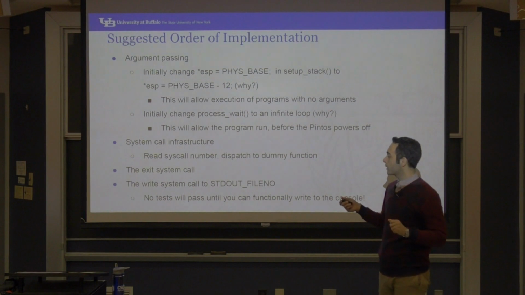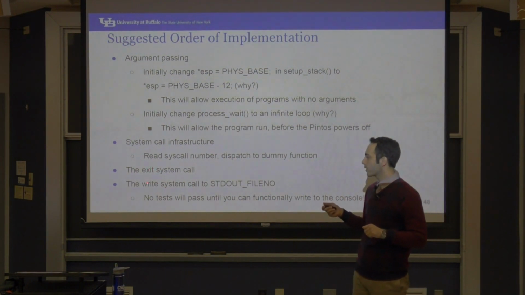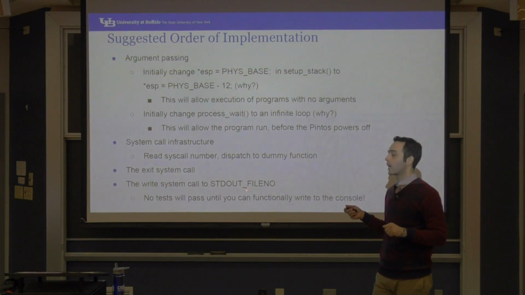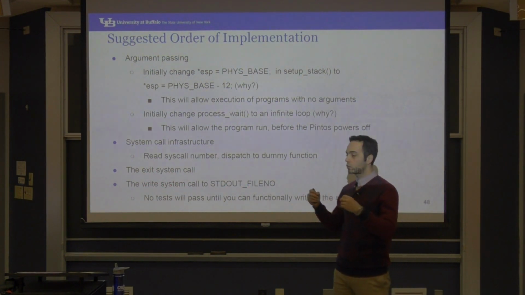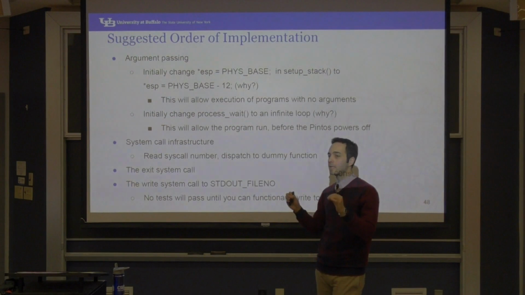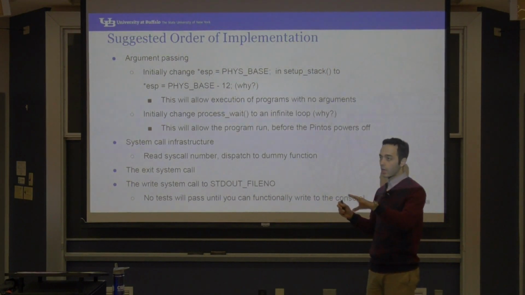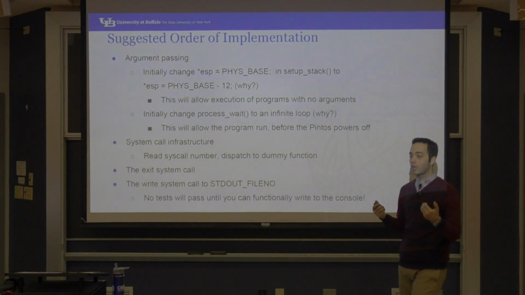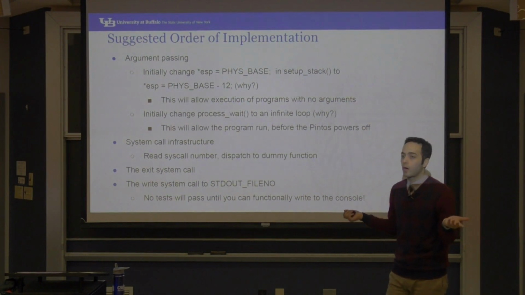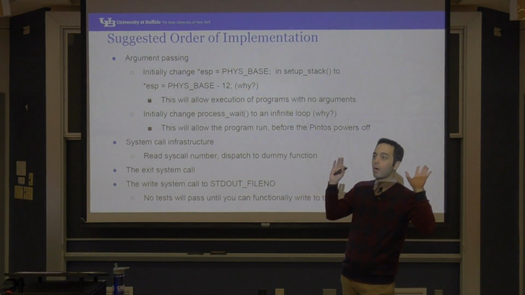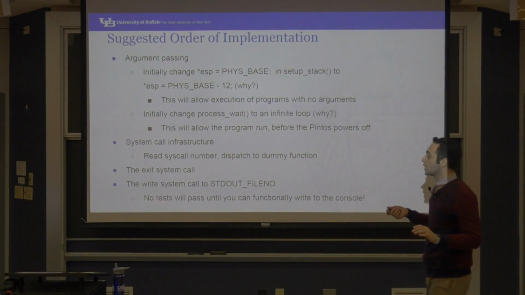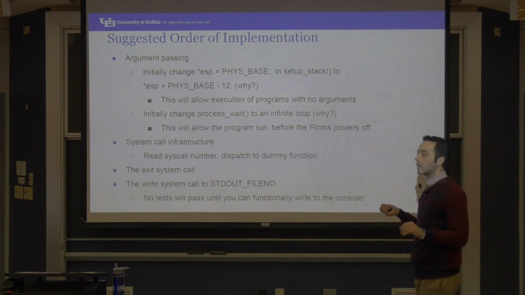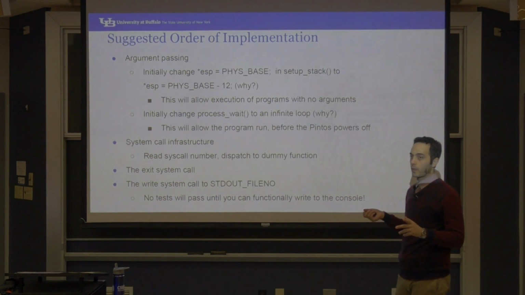Then start implementing. You can also implement the exit system call, but the important thing is the write system call to stdout. Even if you don't implement the write to different files, the specific case of stdout, which is the console, you implement it in the kernel, because that way the user programs can actually print even without any argument. At least they can print hello. And that's important because no test will pass until you have any output.